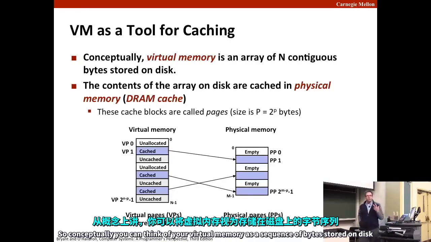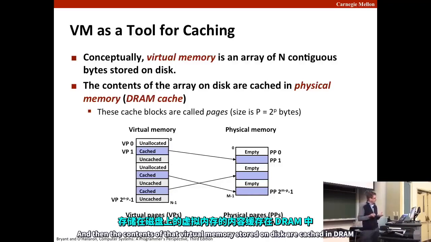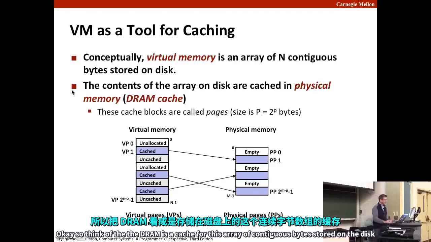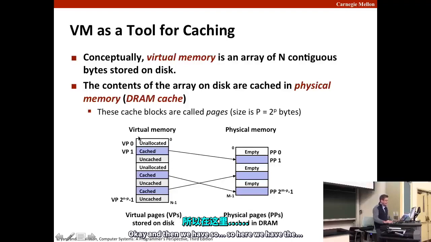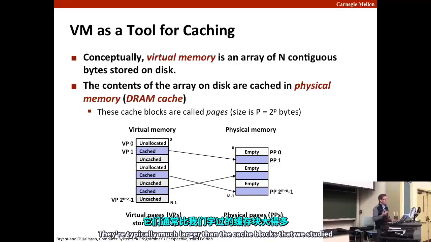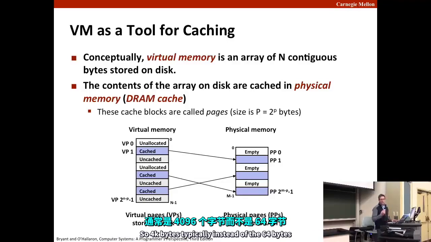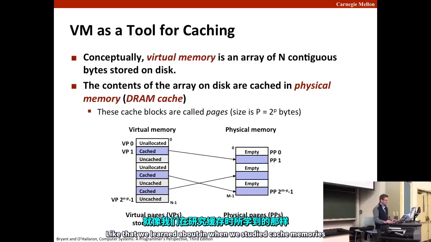Conceptually, you can think of your virtual memory as a sequence of bytes stored on disk. And then the contents of that virtual memory stored on disk are cached in DRAM. So think of the DRAM as a cache for this array of contiguous bytes stored on the disk. And just like any cache, the data is broken up into blocks, and those blocks for virtual memory systems are called pages. They're typically much larger than the cache blocks that we studied.